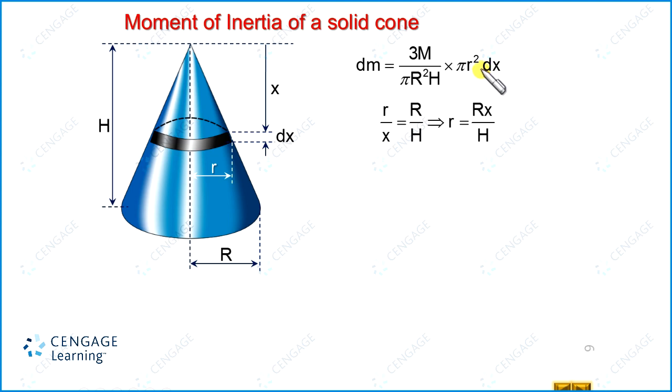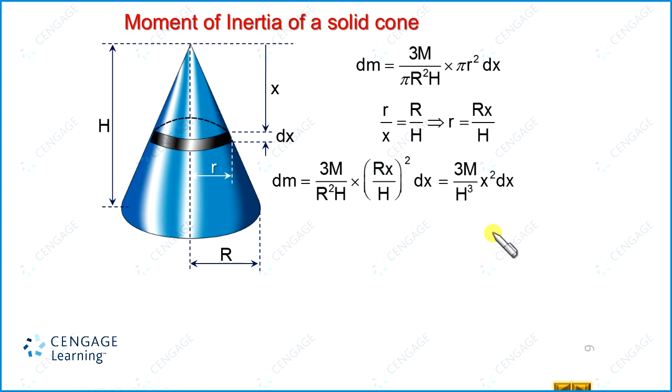Now we can substitute the value of small r to get the value of dm. This is the mass of this elemental disk. We can rearrange and we get the relation, this equals 3M divided by h cubed multiplied by x squared dx, right? This is the mass. And because this is a disk, we have the formula for calculating the moment of inertia about the axis of the disk, that is 1 by 2 mass multiplied by radius squared. Mass is dm, radius is small r squared. So we can write this relation.